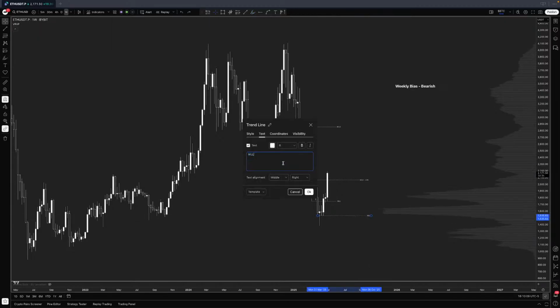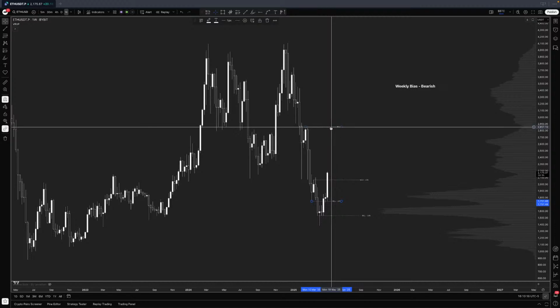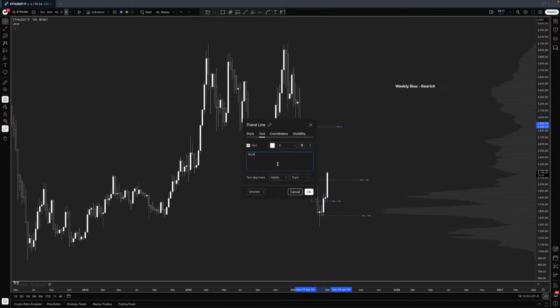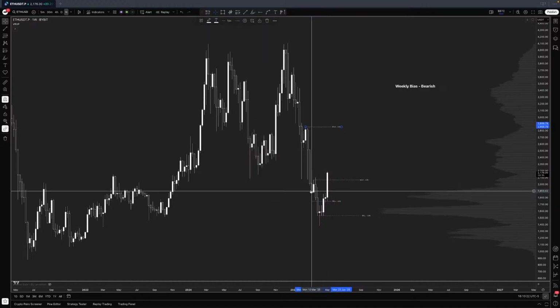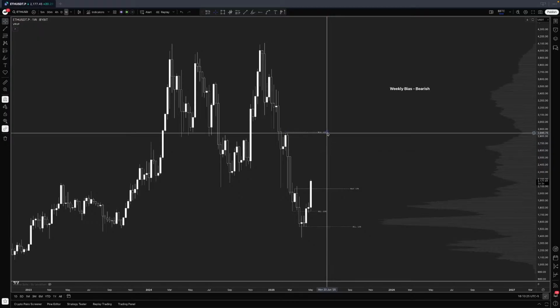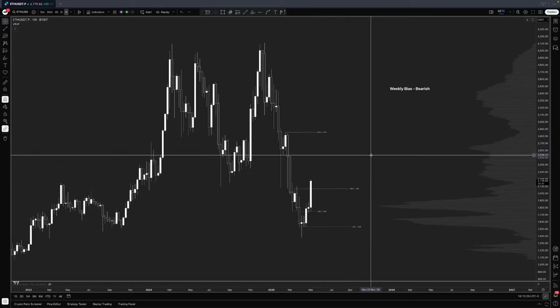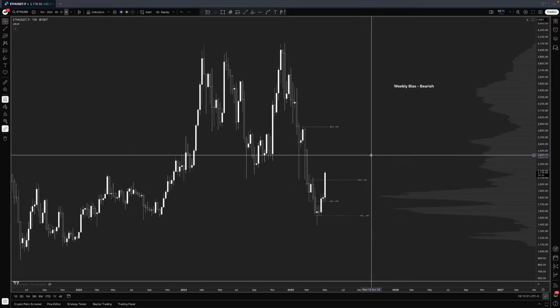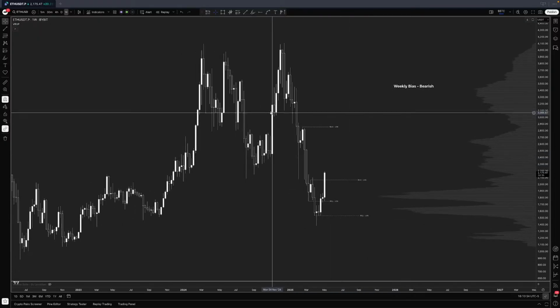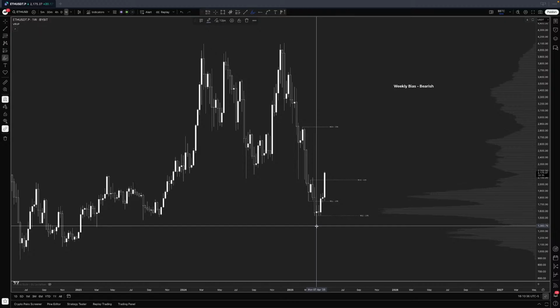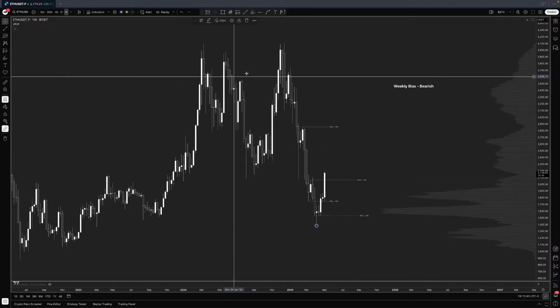This is also a low volume node. This one over here is also a low volume node. And this one is also a low volume node. That's good because we have clear boundaries of where the market can go. Eventually, when the market breaks out, we're going to have new levels, right? But for now, this is what we have. We had a failed auction over here on the weekly chart. That's also important to highlight.